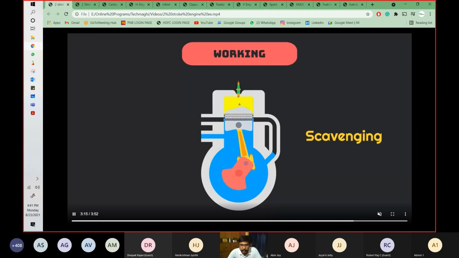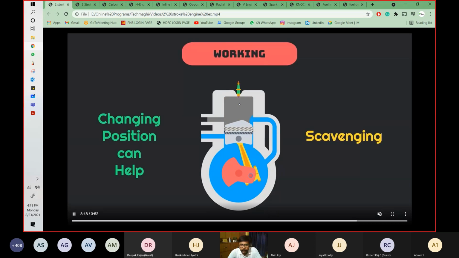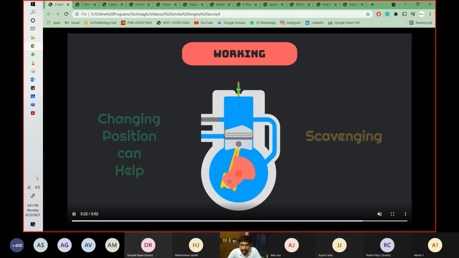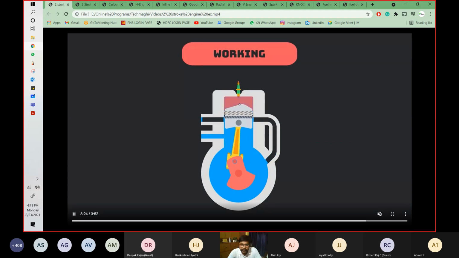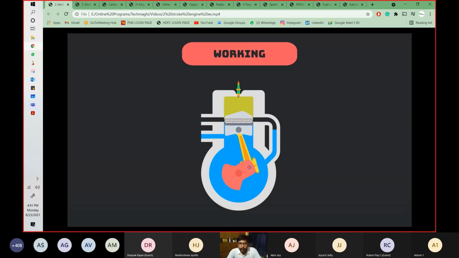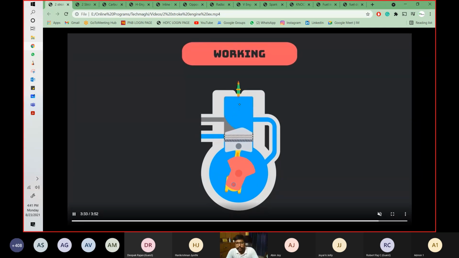Power comes with the downward stroke, then again the upward stroke. In the upward stroke, intake happens first, then compression, then in the downward stroke, power, then exhaust, and the cycle goes on. Now you see, there are two strokes, and in these two strokes, the piston revolves twice. And in the 4-stroke, the piston used to revolve with these 4 strokes, and only twice.